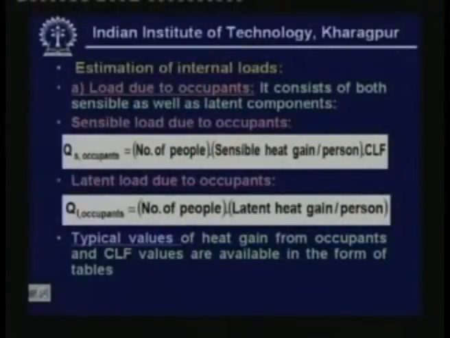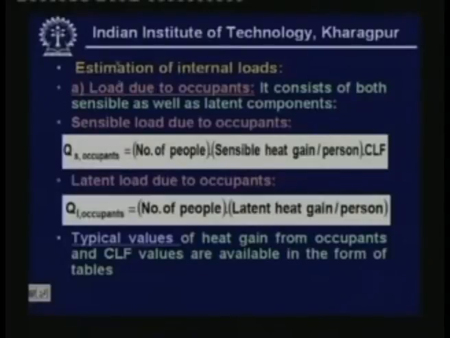Next comes latent load due to occupants. Latent load due to occupants is given by the number of people in the occupied space multiplied by latent heat gain per person. Here you do not use any cooling load factor, because the latent load is an instantaneous load. The moisture is instantaneously added to the surrounding air and it becomes an instantaneous load. So, you do not have to use any CLF value. And typical values of heat gain from occupants and CLF values are available in the form of tables.